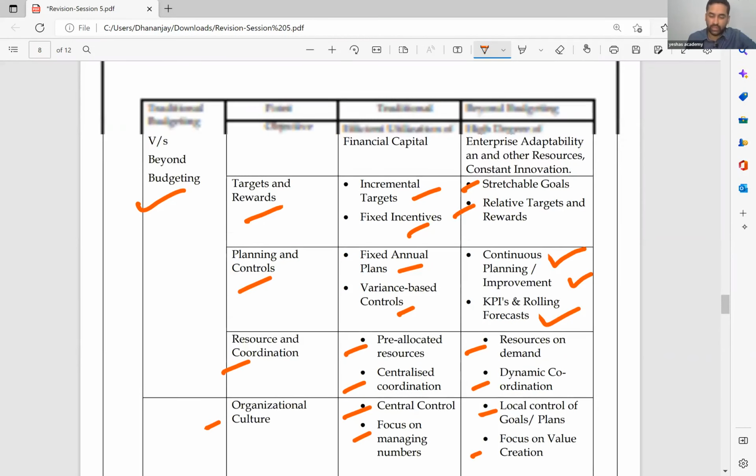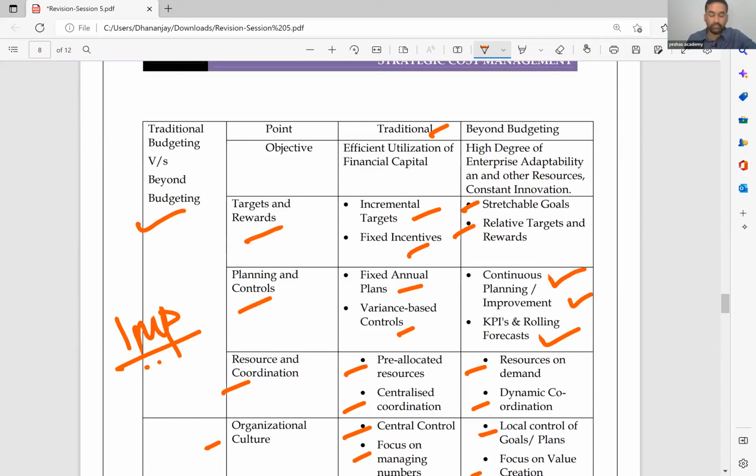Very basic objective anyway, you know. Mark this important.